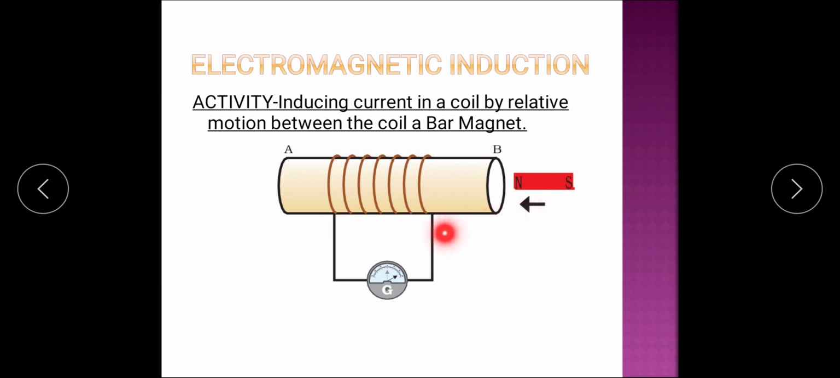Students, when the bar magnet and the coil are moved in the same direction with the same speed, then no current will be induced, because there is no relative motion between the bar magnet and the coil. Although both of them are in motion, there is no relative motion between them. Therefore, no magnetic field lines linked with the coil will change, and hence no EMF will be induced. So this is one way of inducing current in a coil.